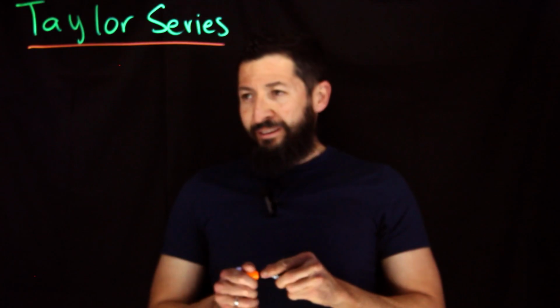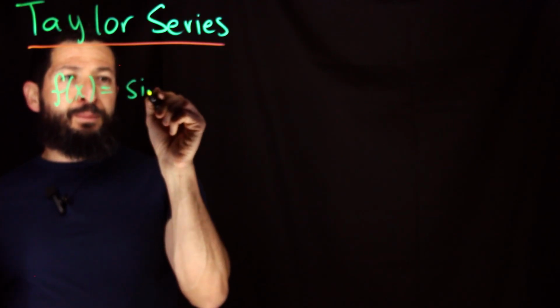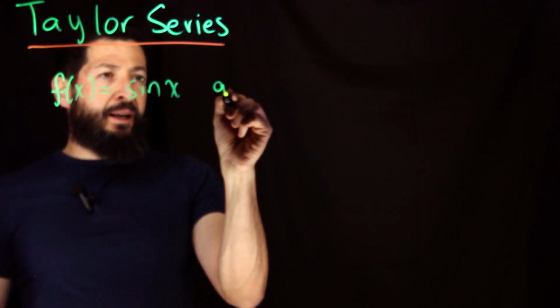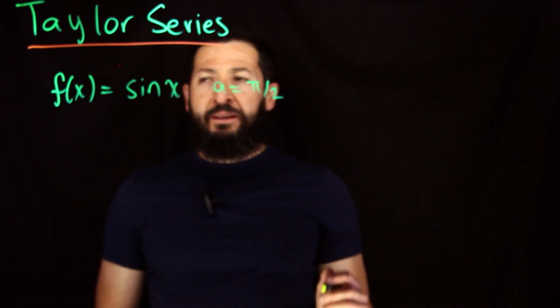So we're going to start with the same function. And we have the function being f of x equals sine of x at a equals pi over 2. That's going to be the center of our Taylor series.